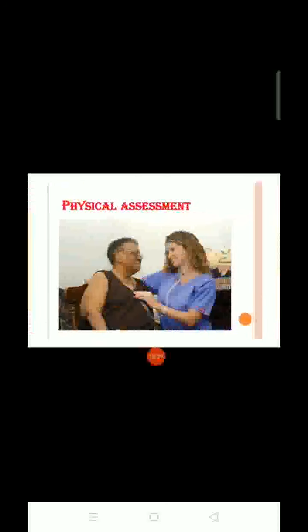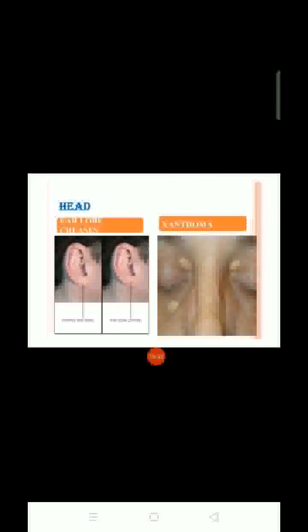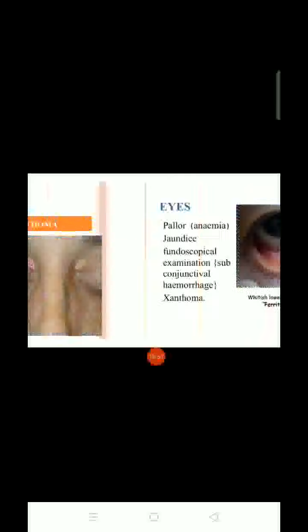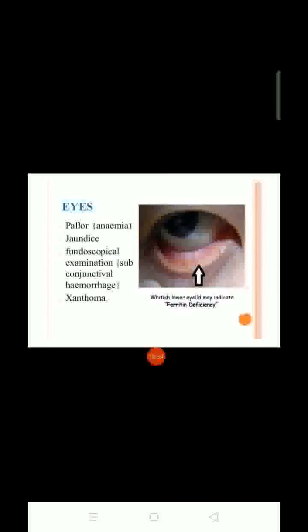Now, next we'll see the physical assessment. In this physical assessment, first we have to do the general appearance. General appearance: head, facial characteristics, facial edema, pericarditis, earlobe creases. Okay, head: in this you can see normal earlobe and earlobe creases. Xanthoma. Eyes: pallor, anemia, jaundice, fundoscopic examination, conjunctival hemorrhage, xanthoma. Whitish lower eyelid may indicate iron deficiency.